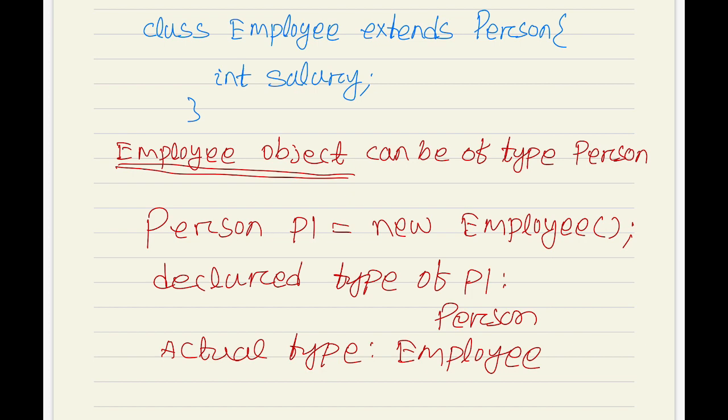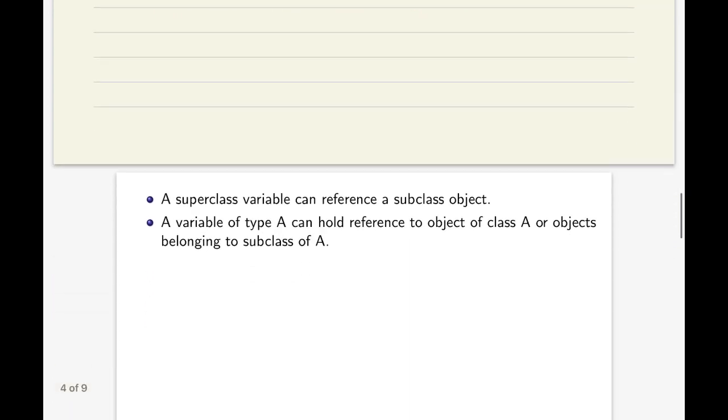So from this we can conclude that a superclass variable can reference a subclass object. So here, p1 is a superclass variable, that means p1 is a variable of type person, and it can refer to one employee object, that means it can refer to one object of its subclass. So that's why we can say a superclass variable can reference a subclass object.